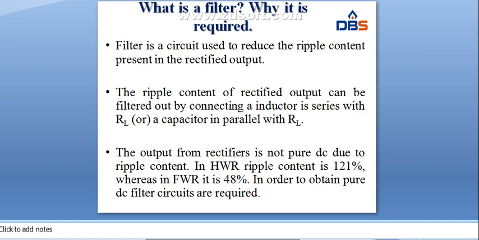So the output from rectifiers is not pure DC due to the ripple content. The half wave rectifier ripple content is more compared to the full wave rectifier and bridge rectifier. In the half wave rectifier the ripple content is 121% and in the full wave rectifier it is 48%. So to get pure DC, we use filters.